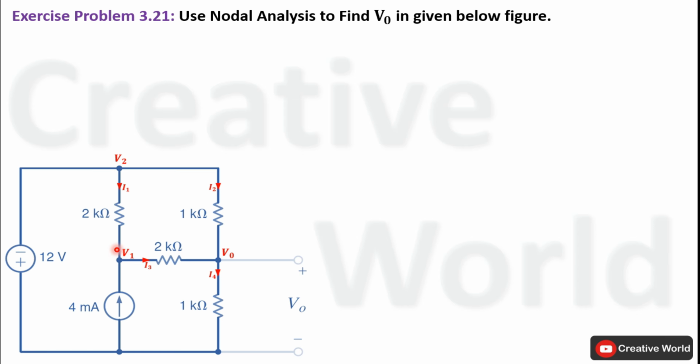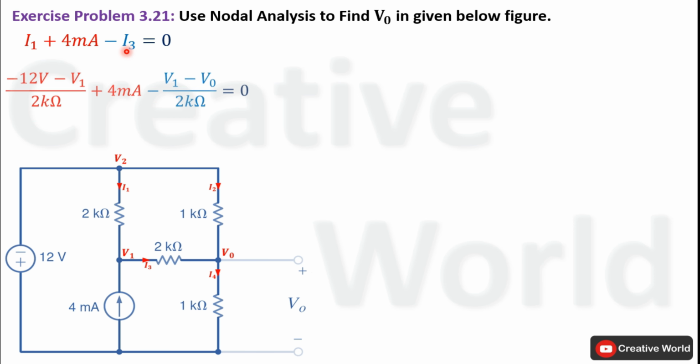Now we will apply Kirchhoff's current law on this node. On this node, 2 currents are entering, I1 and 4 milliampere, while only one current is leaving, that is I3. So entering currents are taken with a positive sign and the leaving current is taken with a negative sign. In the next step, we have to replace these 2 currents with their respective equations.